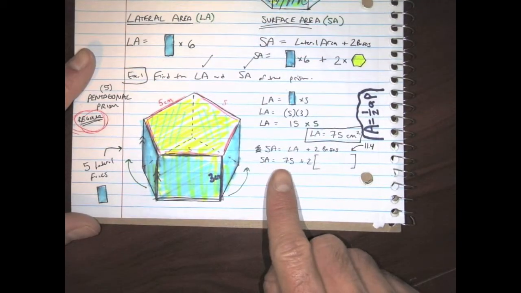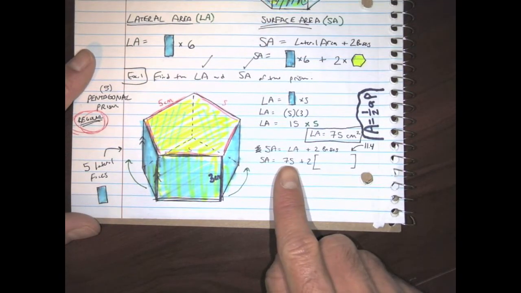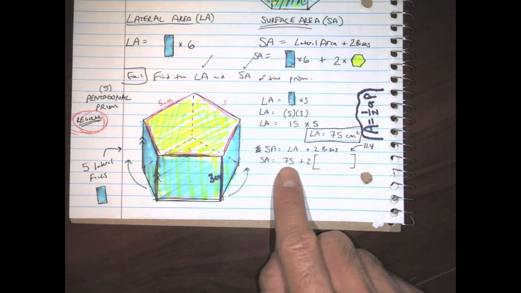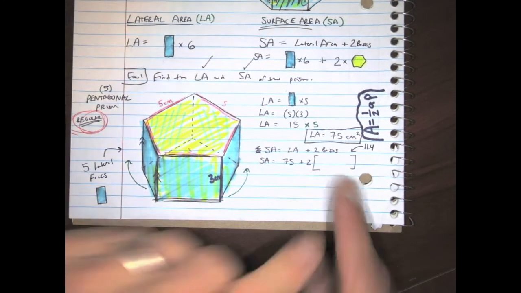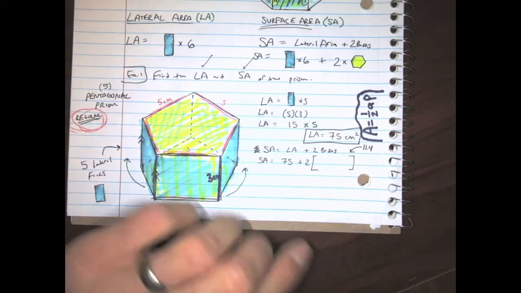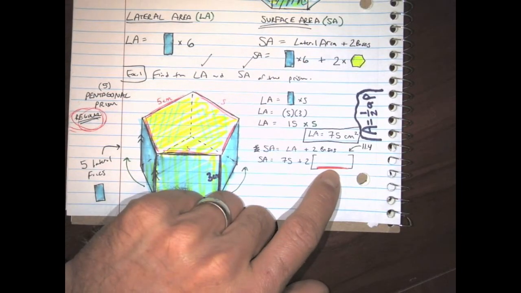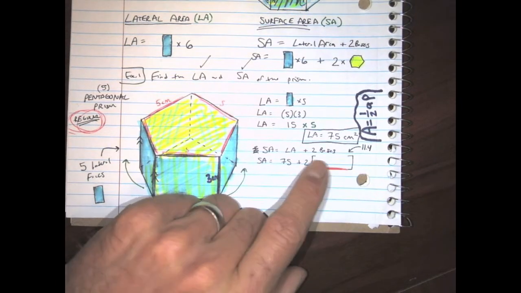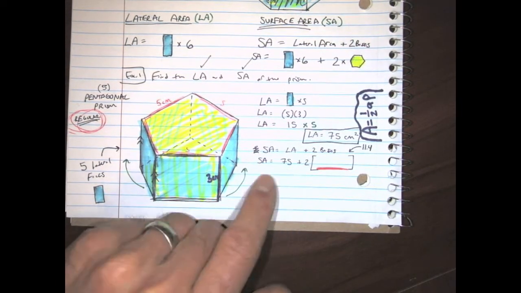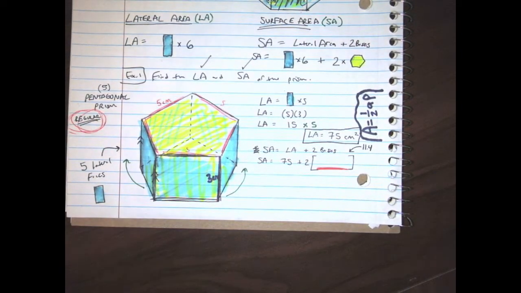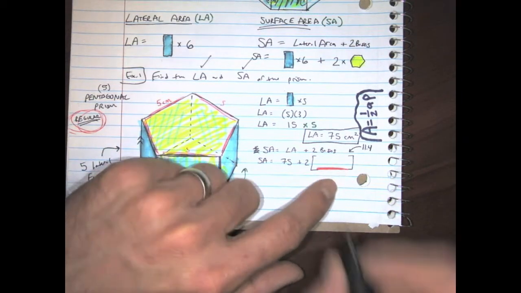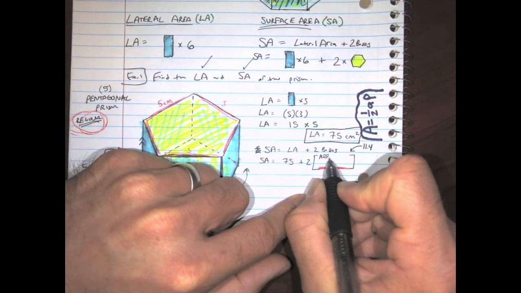I know we're caught up in this problem where we're trying to find the surface area, which is the lateral area, the 5 rectangles, plus 2 bases. But I need to find the area of 1 base. So once you find the area of that pentagon, put it here, multiply it by 2, add the 75, you're done. So folks, we need to find the area of a base.